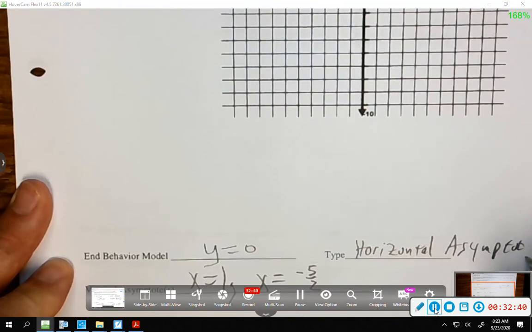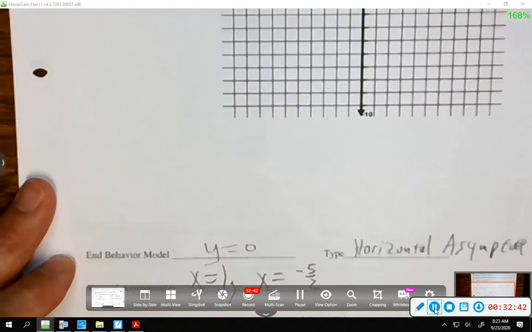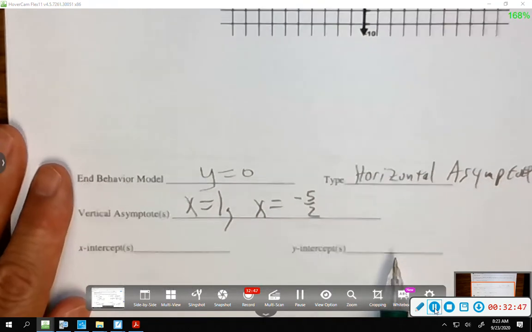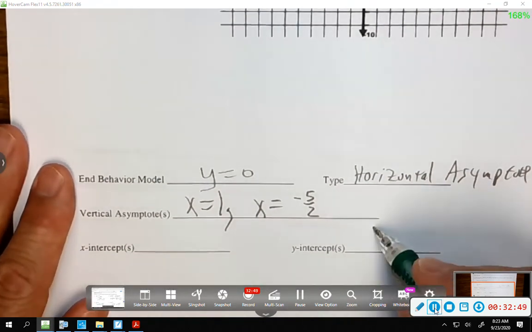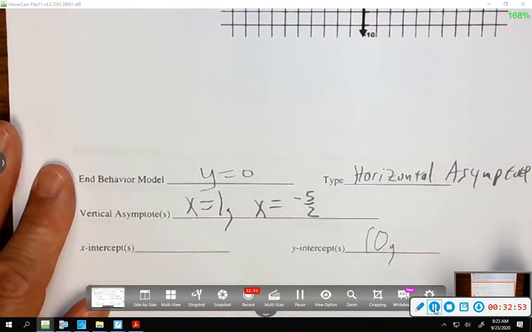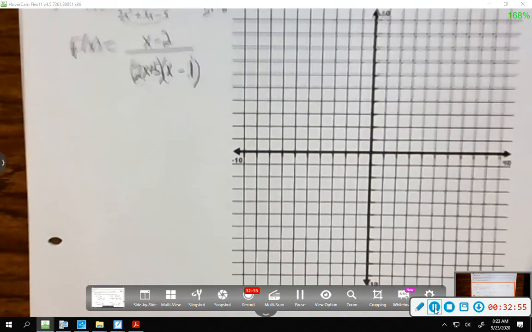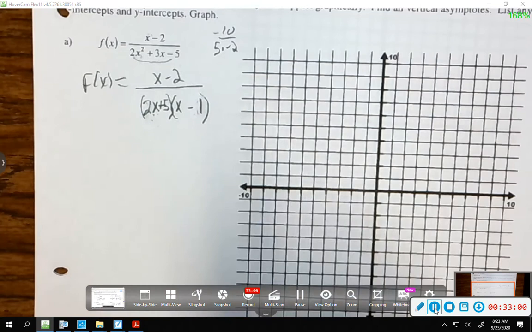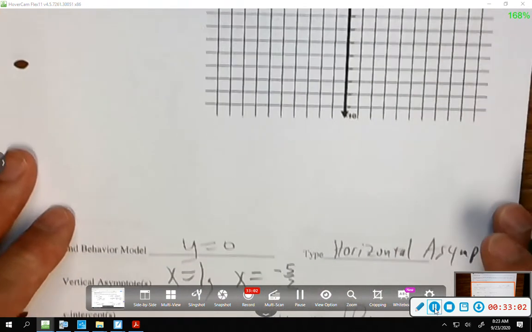Okay? We'll talk about the x and the y-intercepts. Remember, the y-intercept's always the easiest to find. The y-intercept, we simply plug in 0 for x. If I plug 0 in for x, I get -2 over -5. Negative over a negative is +2/5.